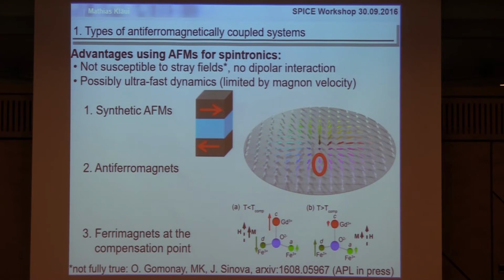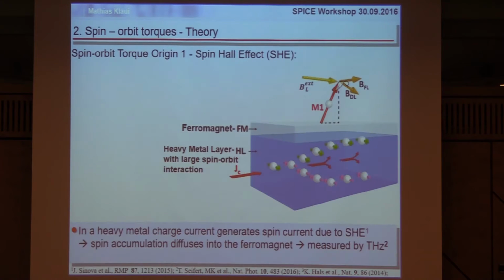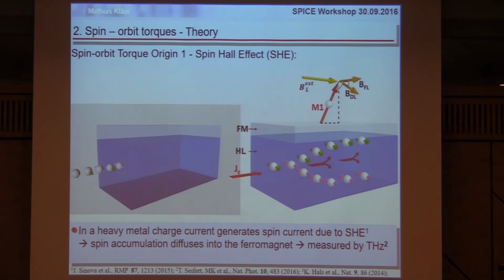And if we want to manipulate these, then the most obvious approach is spin orbit torques. You've already seen a little bit of theory, so I just wanted to show you a few very basic slides. Here you have an antiferromagnet or ferromagnet, and then you have a heavy metal layer with strong spin orbit interaction. By the spin Hall effect, which converts a charge current into a spin current, you generate a spin accumulation at the interface to the magnet, and then it diffuses across the interface and manipulates the ferromagnet or antiferromagnet.